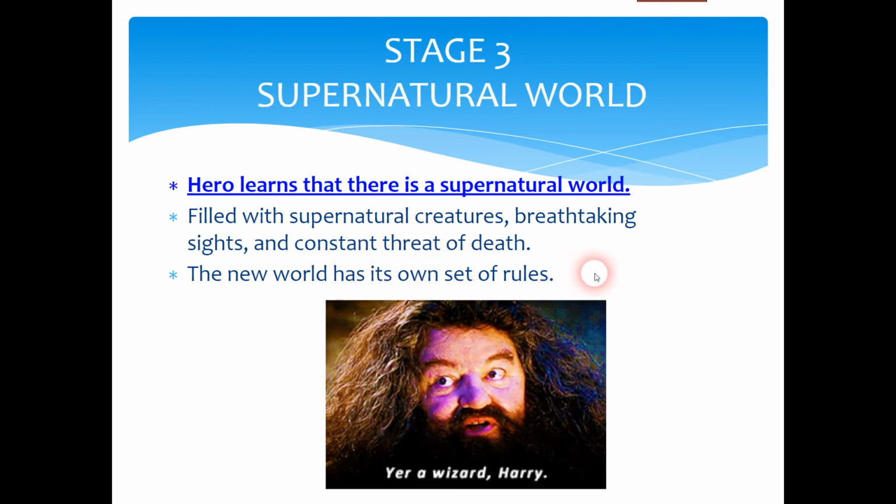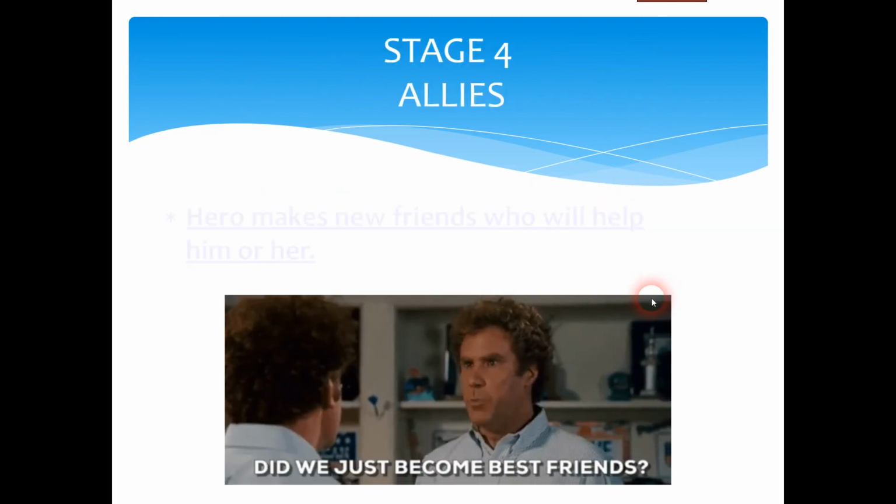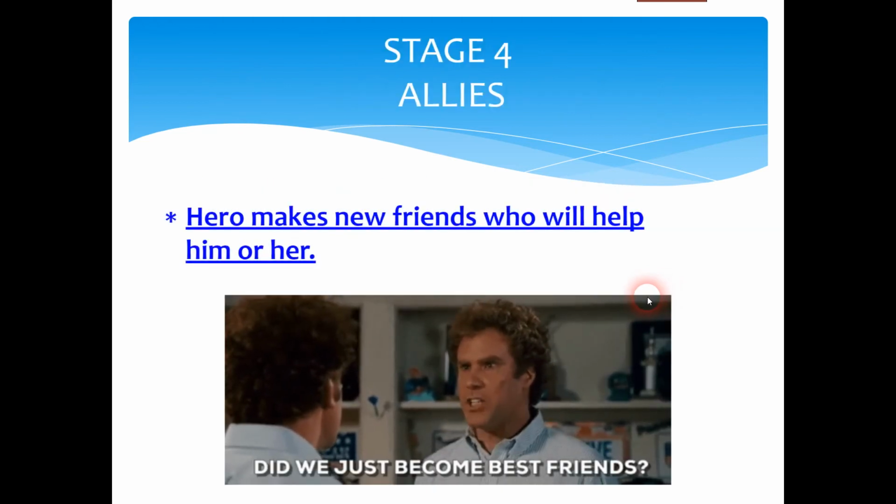Okay. I'm going to go on to stage 4, and I want to make sure you're able to keep up. You must write the stage if you can't get everything else. Stage 4 is called allies. A-L-L-I-E-S. Allies means friends. The hero makes new friends who will help him or her. In Percy Jackson, it's a him. Percy will make new friends who will help him on his adventure. Allies.